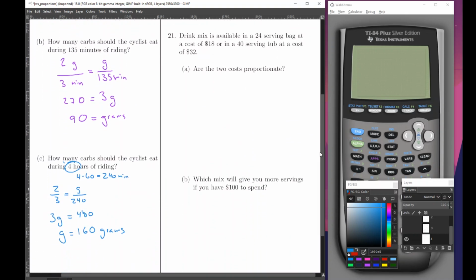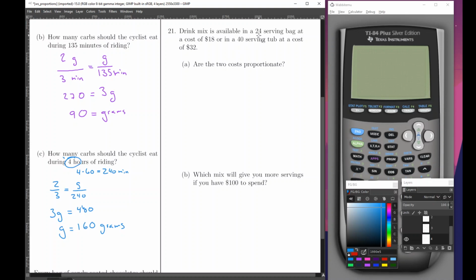Drink mix is available in a 24 serving bag at a cost of $18 or in a 40 serving tub at a cost of $32. First question is, are the two costs proportionate? Okay, so that means servings per dollar is equal to 24 over 18. And is that the same as 40 is to 32?